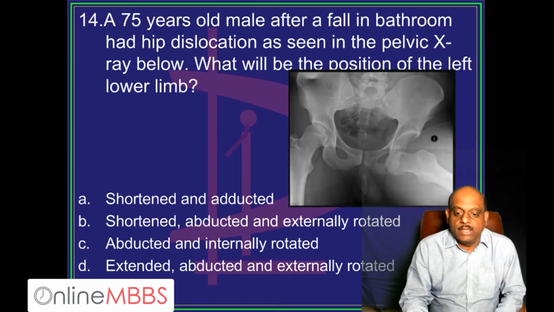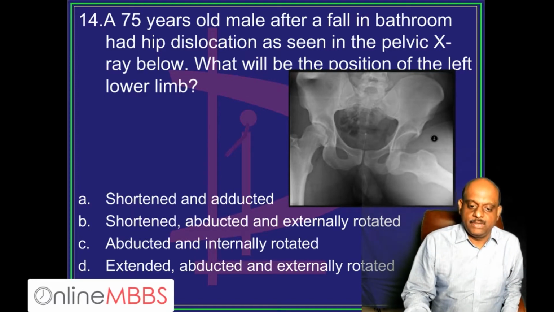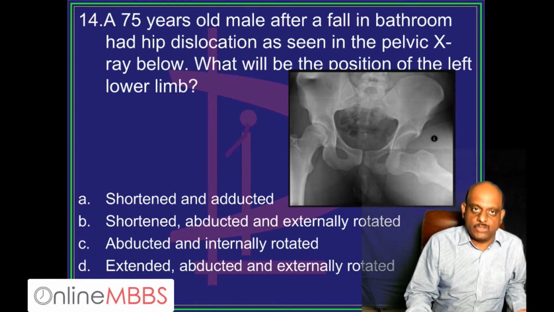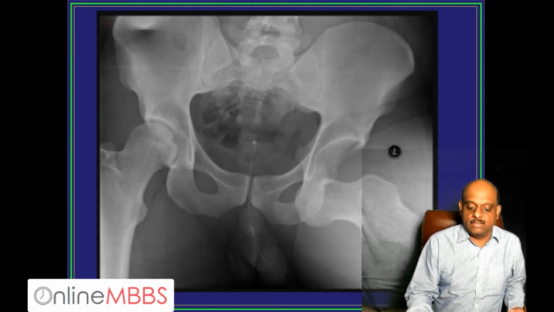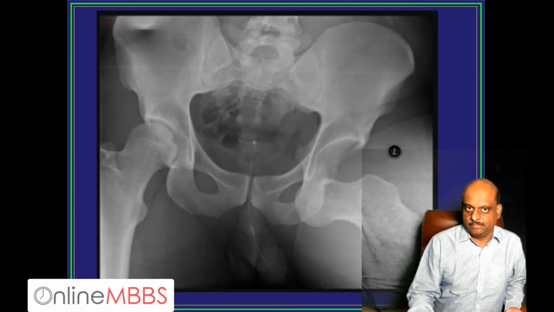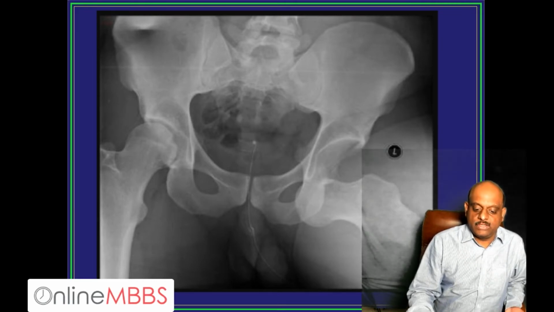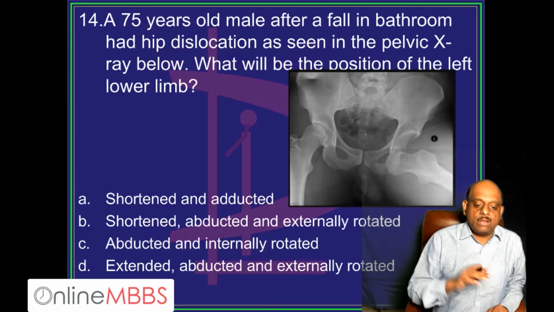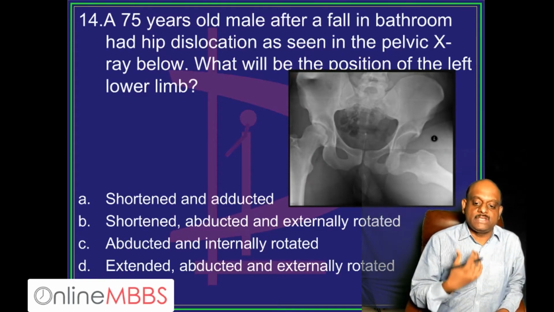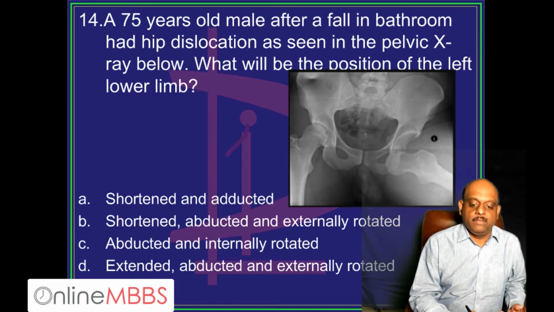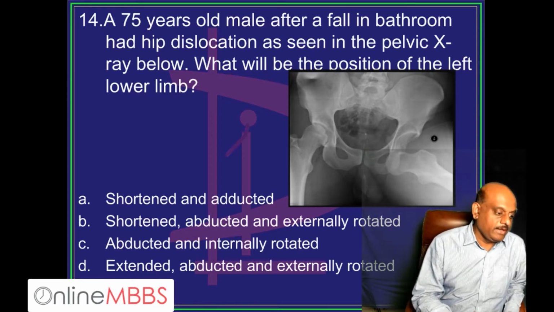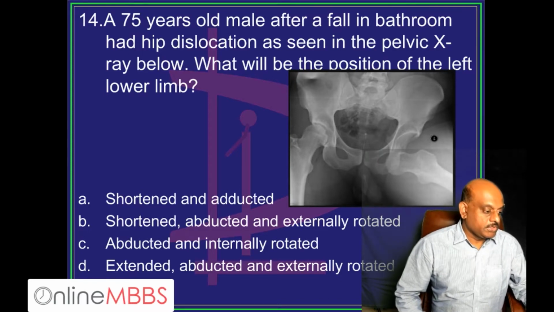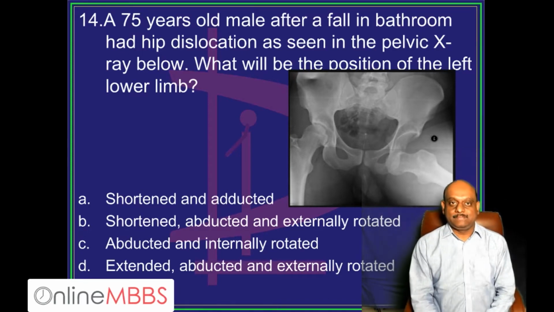Now, doc, a 75-year-old male after a fall in the bathroom had hip dislocation, which is being shown to you, right? Now, look at this hip dislocation carefully. What will be the position, attitude of his limb is a very important question. Question number 14. What is your answer, doctor? So, what will be the attitude?